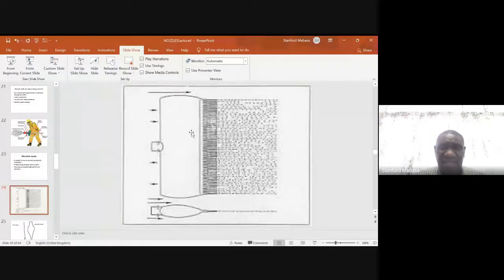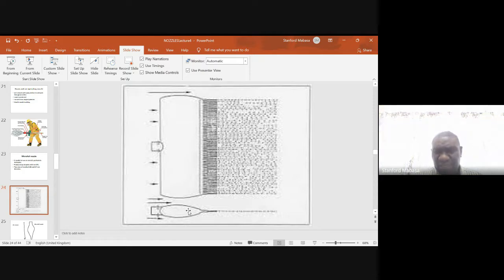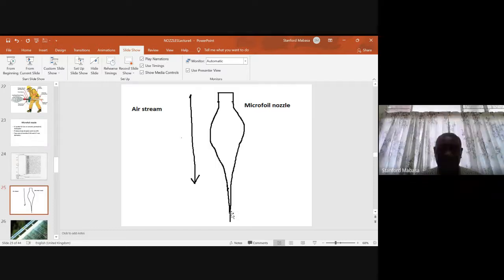Thick at the end here. What you see here are needles, which are arranged together. And this is one example of a single needle. So water comes through this wider part, then it's forced through a narrow strip. So this is the microfoil nozzle. It's wide at this end, then it's very narrow here.